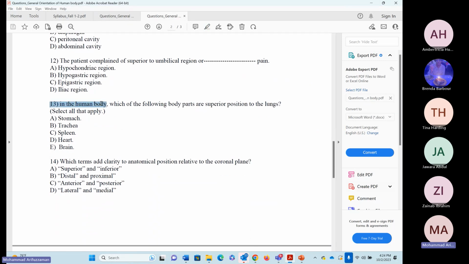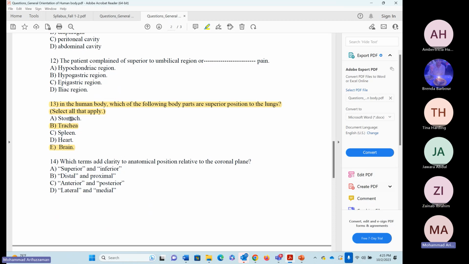In the human body, which of the following body parts are in a superior position to the lungs? The trachea and the brain. Superior means above: the trachea and the brain.